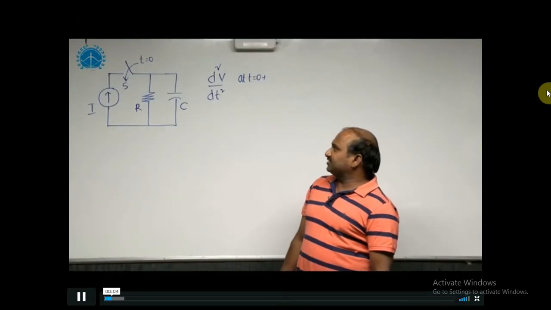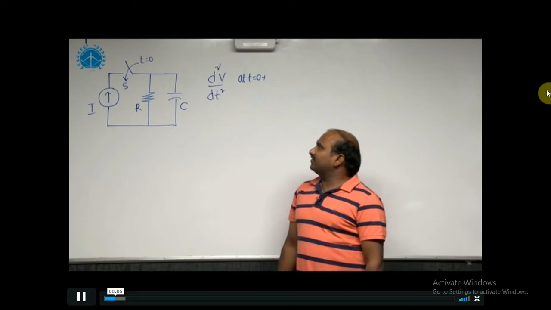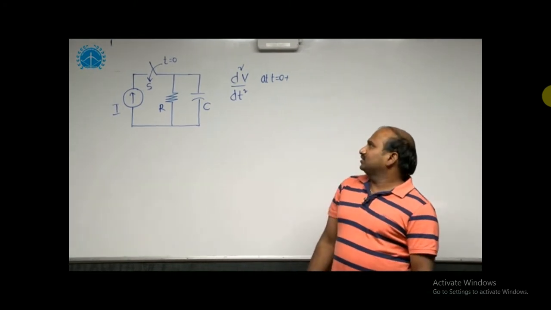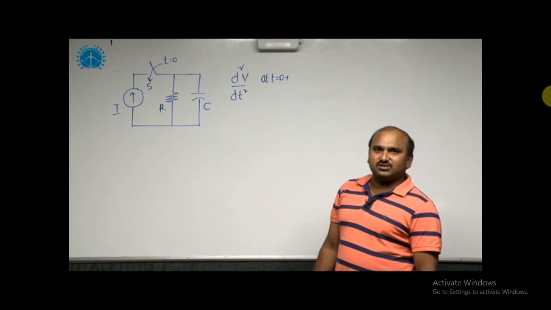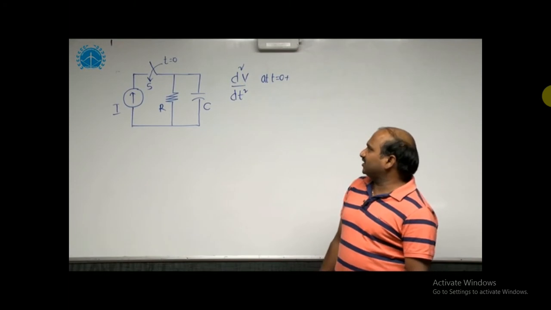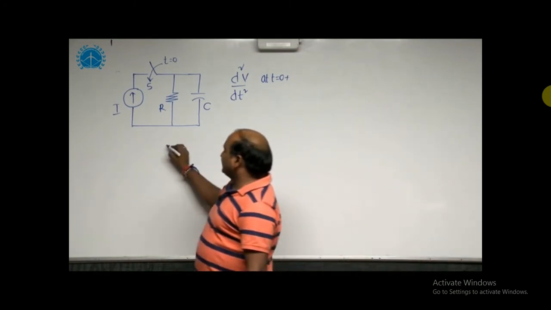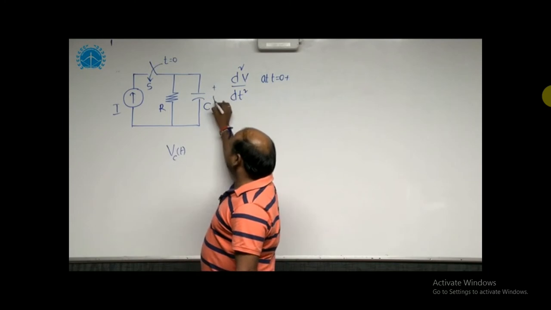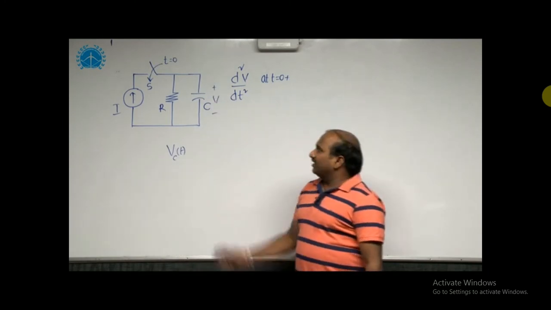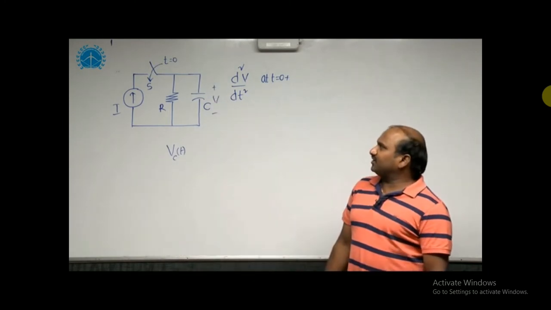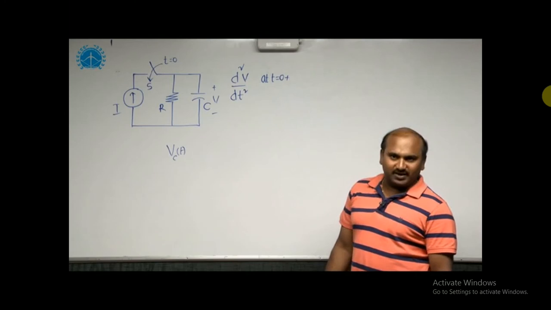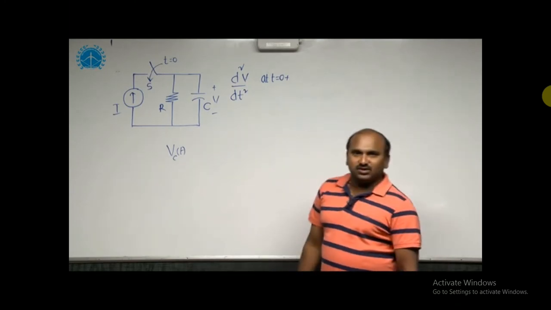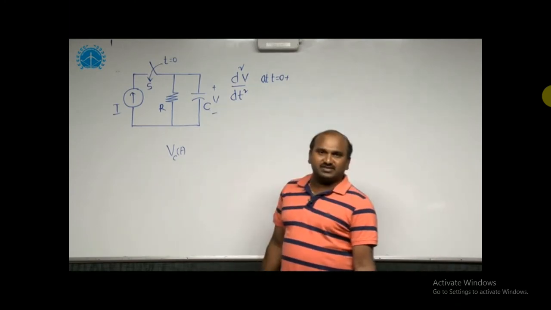For this example, we need to estimate d square V of t by dt square at t equal to 0 plus. To obtain the value of this, first we need to estimate V of t, which is the voltage across the capacitor. This is V of t. According to the switching action, before t equal to 0, the switch is open. That's why the capacitor is not affected by the source. There is no initial charge for the capacitor.